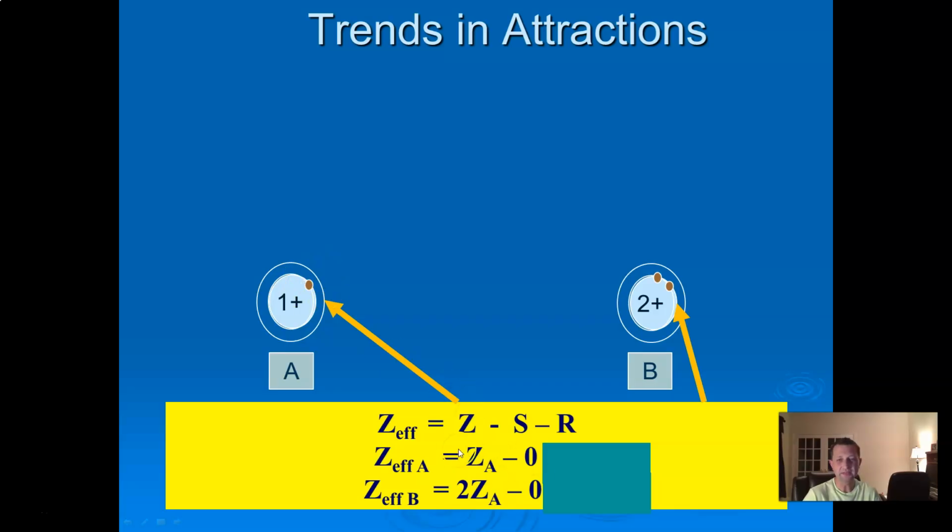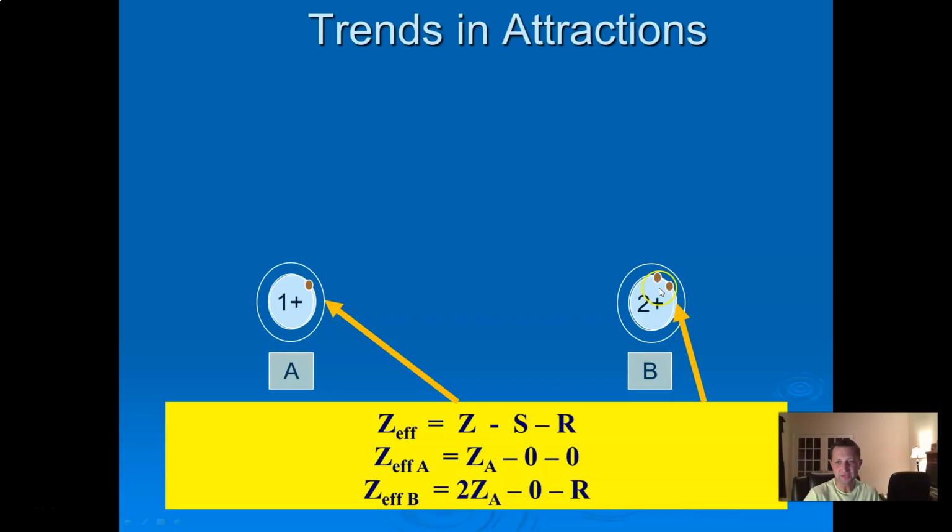So we basically have 1 minus 0 minus 0. Okay, so the effective nuclear charge for this electron is 1. It feels the pull of that 1 proton. But for B, we have some number. You don't have to know what it is. You can look it up. They're all over the place. And this is where it can get a little tricky.